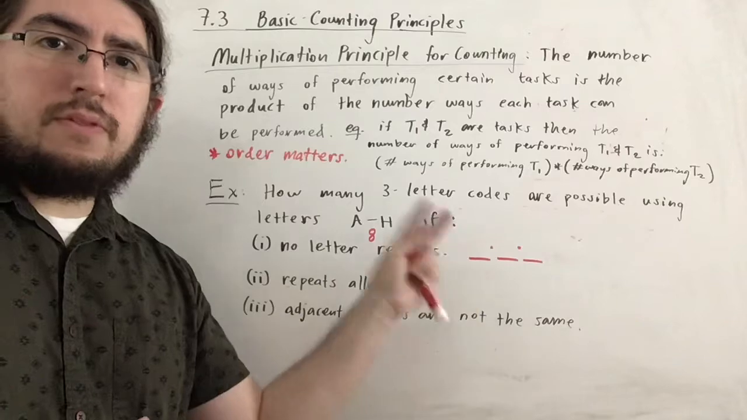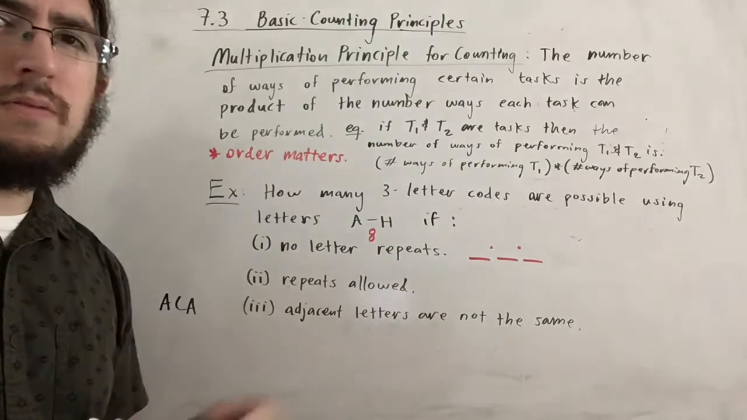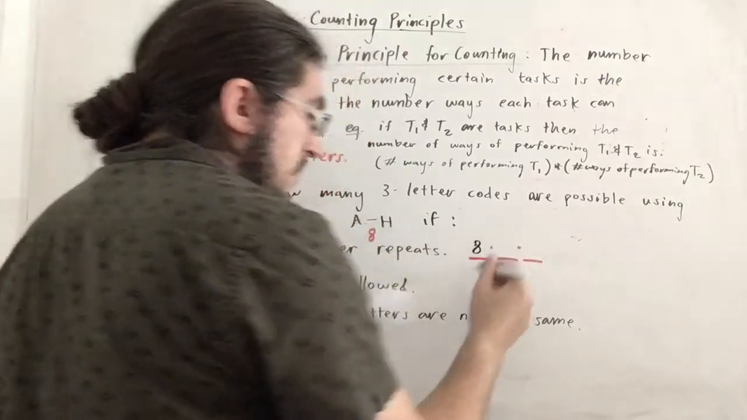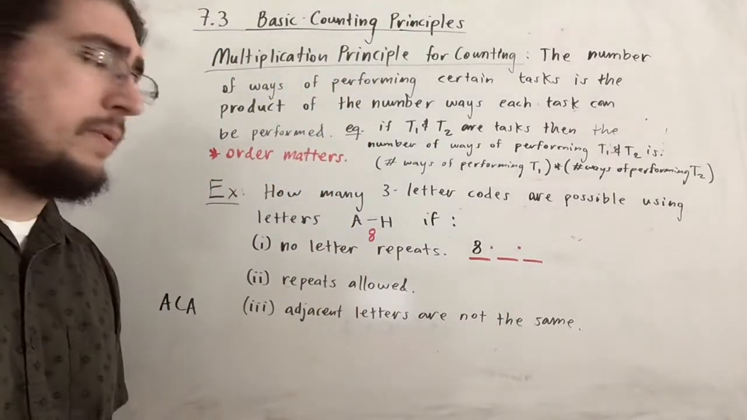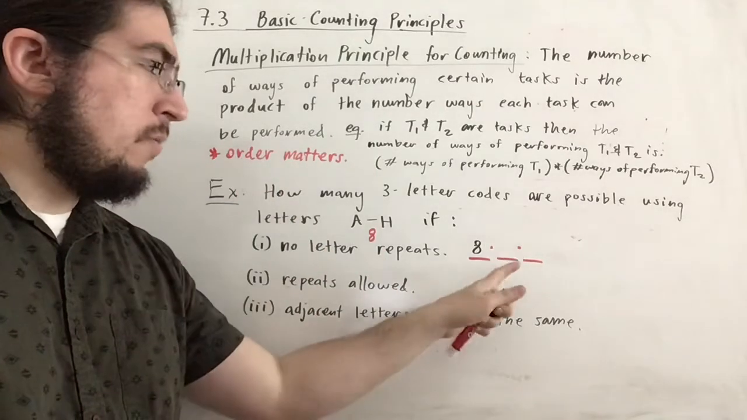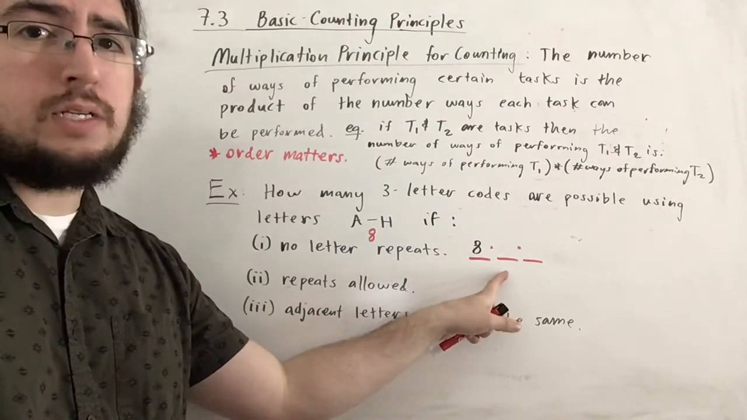If we pick a letter for the first letter in our code, well, first off, how many choices do we have? We have all 8 of them. So there are 8 letters that the first letter can be. Now once that letter has been selected, let's say we choose B, then we can't choose B for the second one because no repeats are allowed.